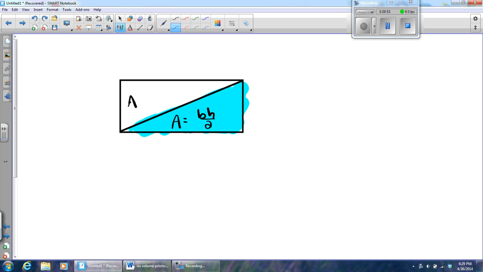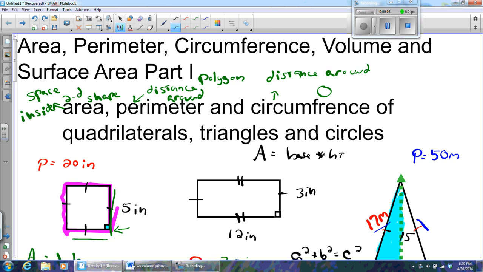I could also say the same thing about this half, right? Base times height divided by 2. They're each half of the area. Together, they make base times height. All right? Okay, so let's go back to it here. All right, sorry about that.